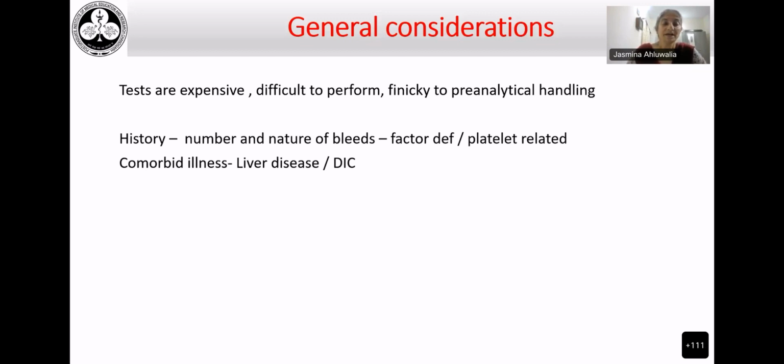We must always have a history of comorbid illness. Most clotting factors are synthesized by the liver, so in any liver disease, there may be a decrease in the clotting factors and a prolongation of the clotting times. So this we must be aware of. This may mask an underlying bleeding disorder sometimes.